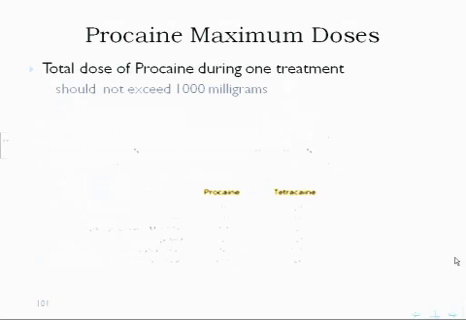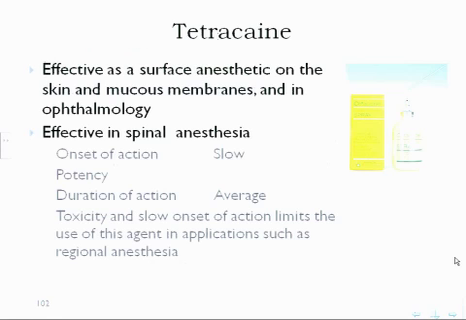Procaine's maximum dose: the total dose of procaine during one treatment should not exceed 1,000 milligrams. Procaine is similar to tetracaine. It's slightly different in the way its R groups are determined. But it does have a pretty good maximum dose of 1,000 milligrams, which is pretty good dosing. Tetracaine is the last one we're going to talk about. I only got one more slide after this.